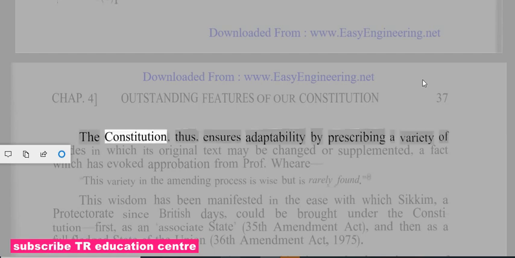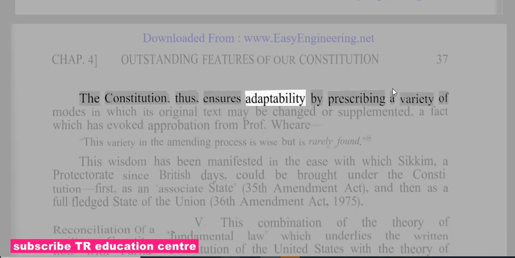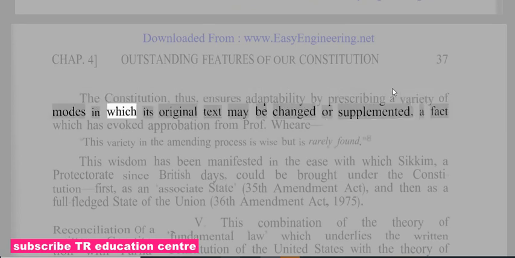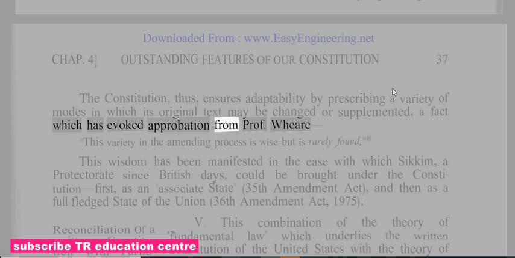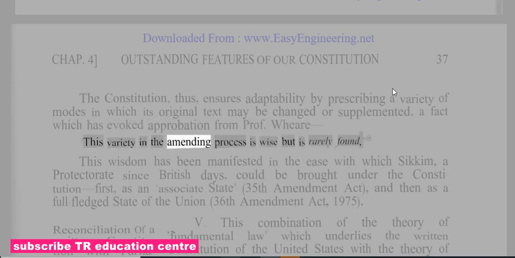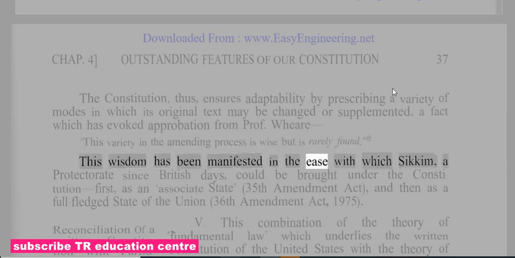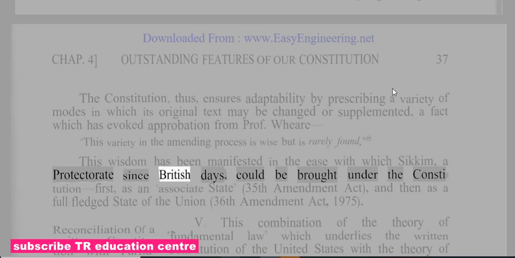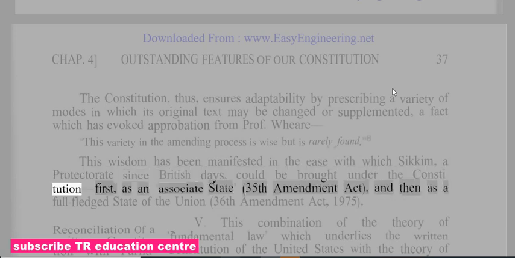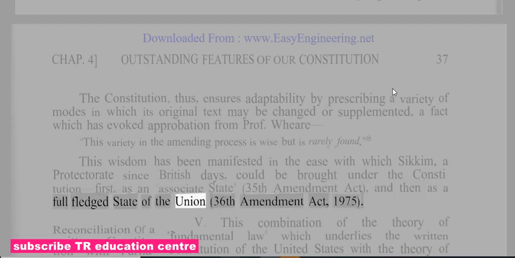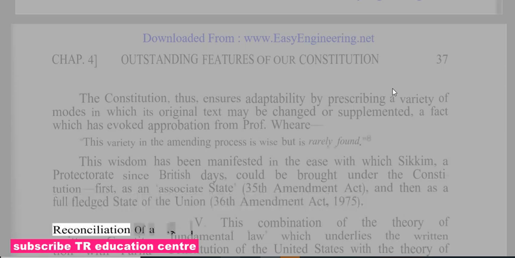The Constitution, thus, ensures adaptability by prescribing a variety of modes in which its original text may be changed or supplemented, a fact which has evoked approbation from Professor Wheare. This variety in the amending process is wise but is rarely found. This wisdom has been manifested in the ease with which Sikkim, a protectorate since British days, could be brought under the Constitution first as an associate state, 35th Amendment Act, and then as a full-fledged state of the Union, 36th Amendment Act, 1975.